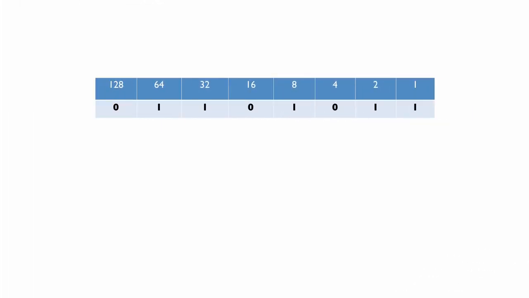All right, let's reveal the answer. This is a very simple calculation. We simply add up all of the column headings that have a 1 underneath. In our case, we're going to be adding up 64 plus 32 plus 8 plus 2 plus 1. That's going to give us 107 as our decimal equivalent.